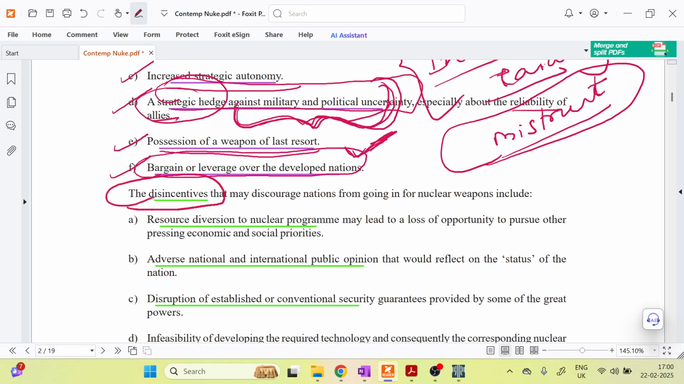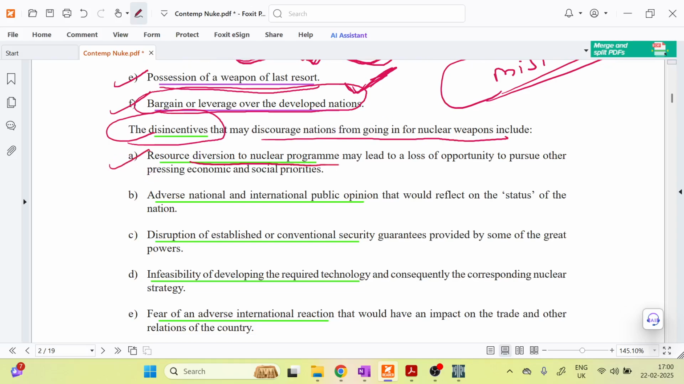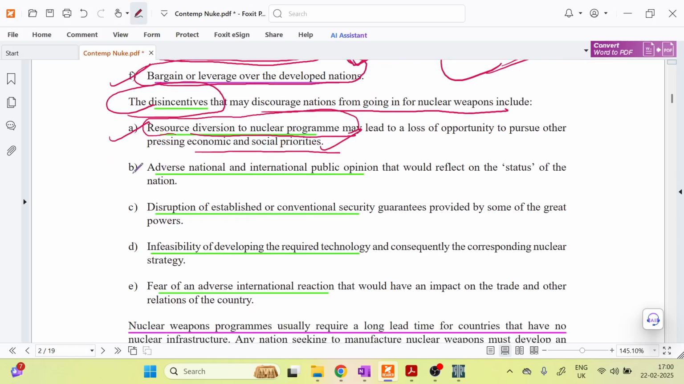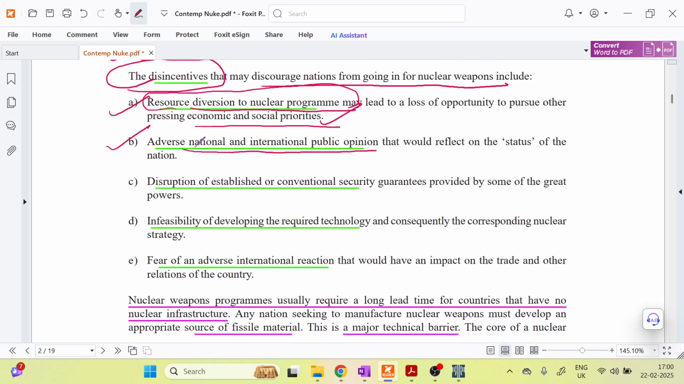Then the disincentives that may discourage nations from going nuclear, which include resource diversion to the nuclear program. As I have said, a nuclear program needs a lot of funds. And if a country seeks to build a nuclear weapon, then all other infrastructure, welfare projects, and social priorities need to be traded off. Then the adverse national and international public opinion, because when you go nuclear and others have desisted from it, it creates an adverse opinion.